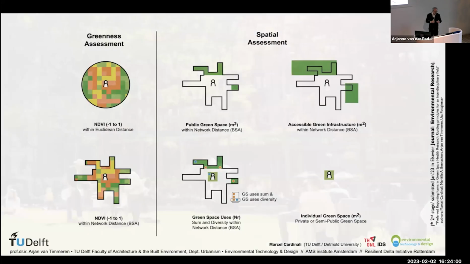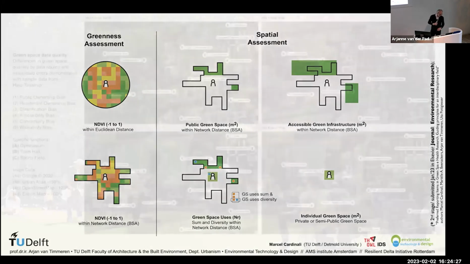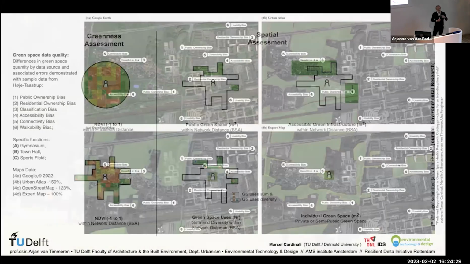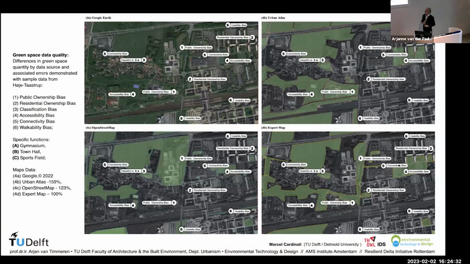But then the next step, of course, is how should you assess? How can you assess greenness? How can you assess what you call network distance? But also spatially: the amount of green covered space, accessibility of this green infrastructure, and its use. So how dense and how diverse is it? Of course, it's also an individual green space. And this altogether builds the health benefits for us as users in the urban space.